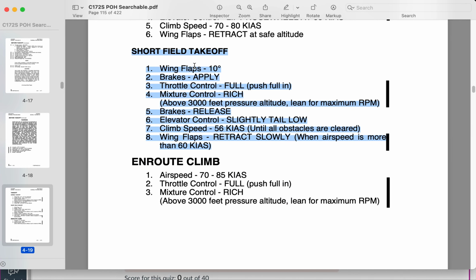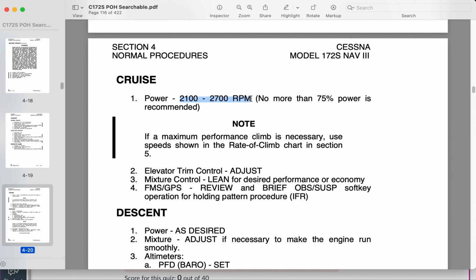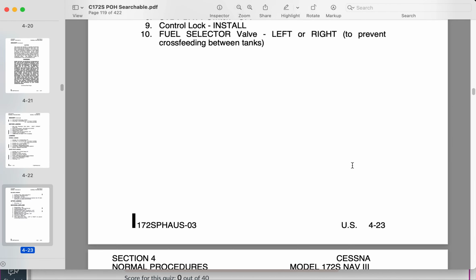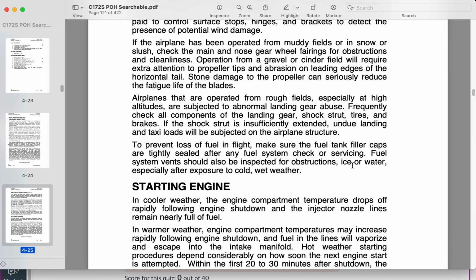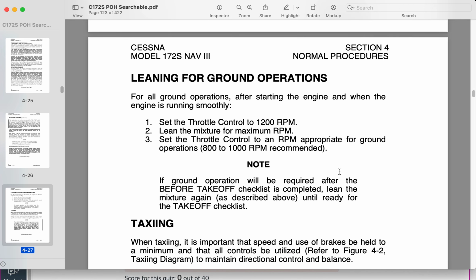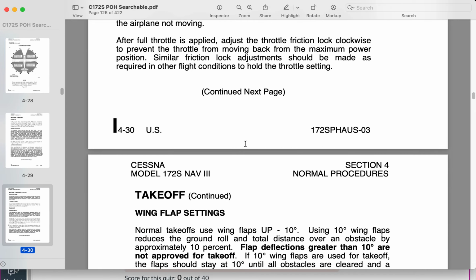Now, to get the short field takeoff performance numbers, you've got to follow these pretty closely. There's your cruise climb. There's your cruise power. Now you know why there's such a big variation there. Then you set your power as desired somewhere between 2100 and 2700, because 2700 is the red line RPM. So you look at your cruise chart and see what power setting you want, and so forth. Also, at the end of section 4, they talk a lot about how to lean properly for ground operations, and when and how to lean during cruise flight.